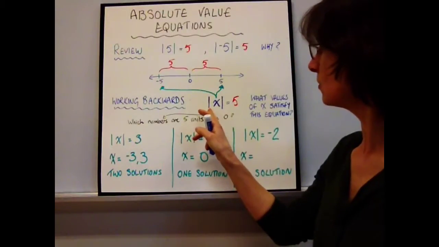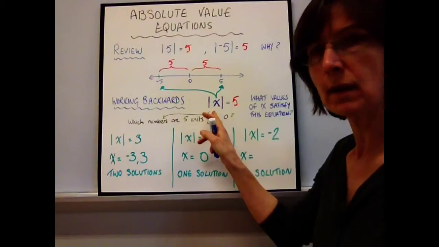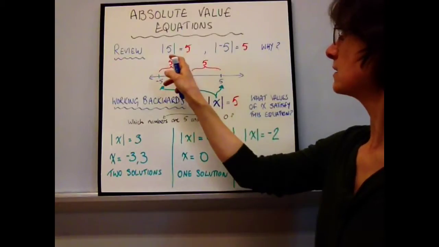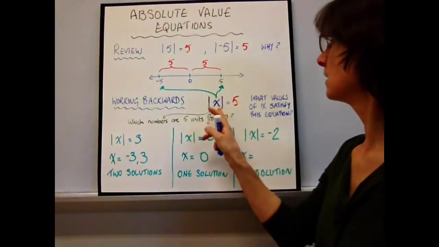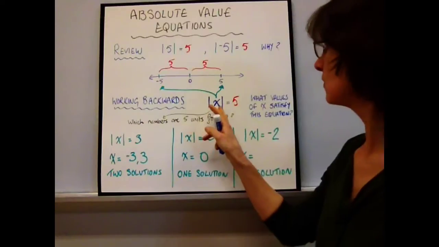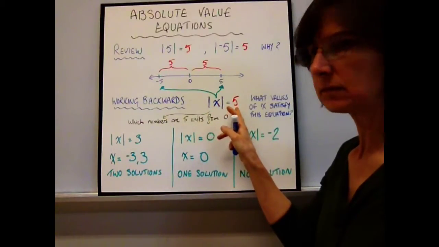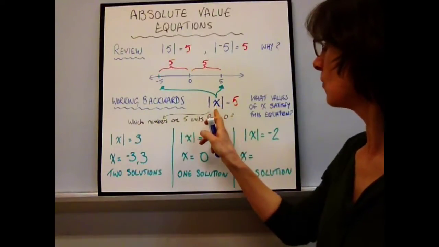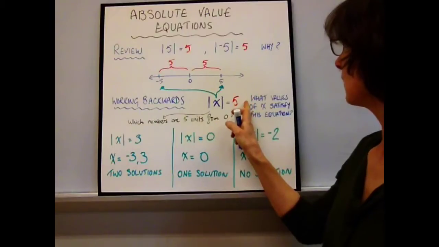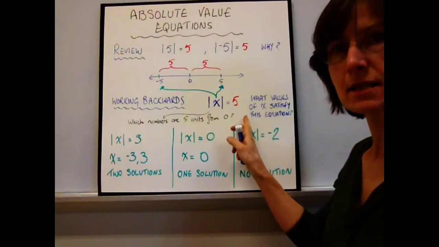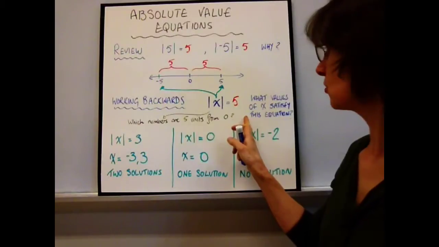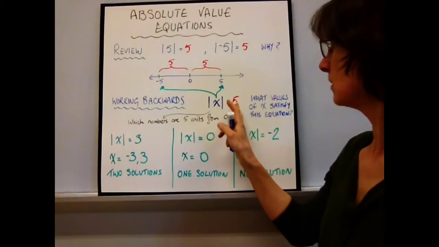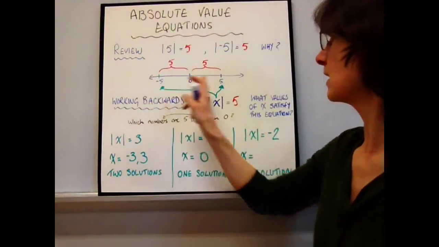So here I've got: the absolute value of what number is 5? Well, remember up here we just did that. There are two numbers, 5 and negative 5, that will give this answer. So this is what we're going to be doing. We're working backwards to discover what the original number was, and we're going to be finding what values of x satisfy this equation. What makes it true? So this is just saying which numbers are 5 units from 0. And we know the two numbers: they were negative 5 and 5.